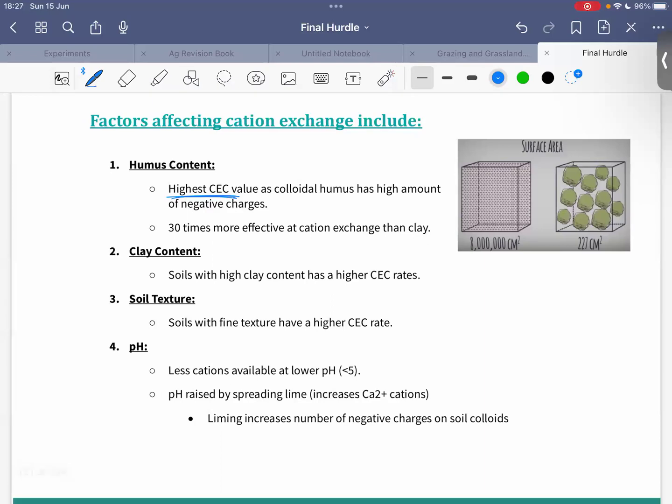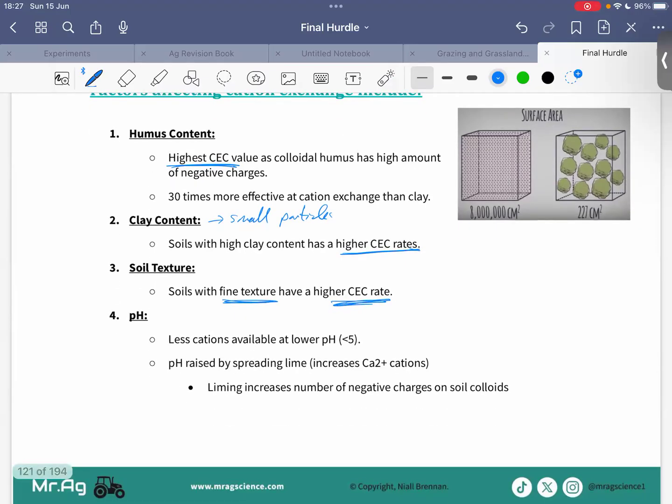Our clay content as well, smaller soil particle has a higher cation exchange, okay. Clay content are small particles. Our soil texture, okay, the finer our soil texture, again, the smaller the particles, the finer the texture, the greater our cation exchange is going to be. And then with our pH, fewer cations are going to be available at low pHs. Where are the most cations going to be available? pH is raised by spreading lime, okay? Hopefully we'll all know that at the end of this. Liming increases the number of negative charges in our soil. What is the pH at which the most nutrients are going to be available?